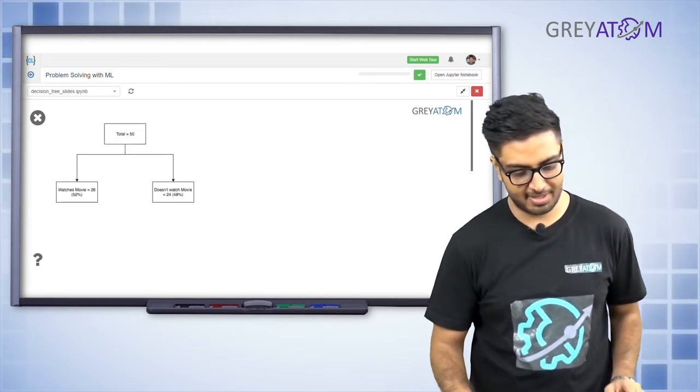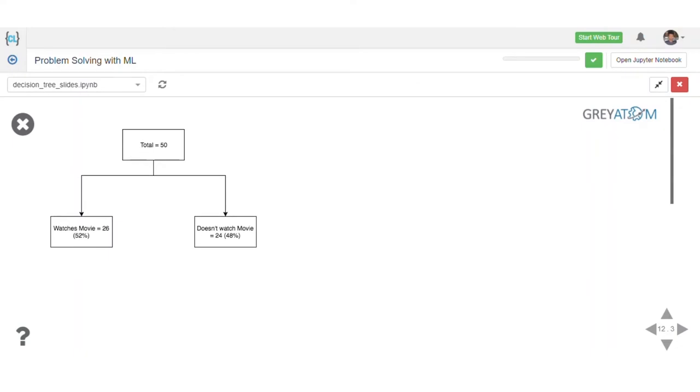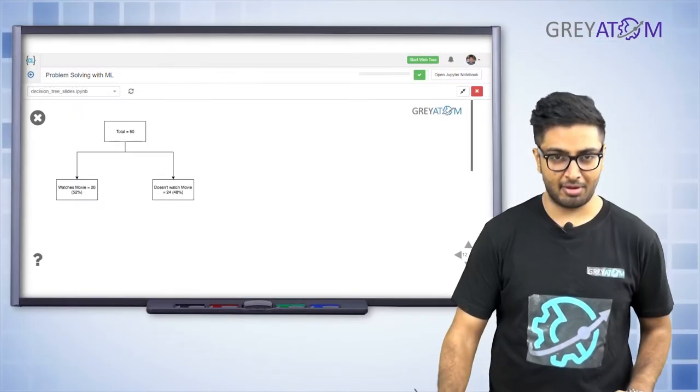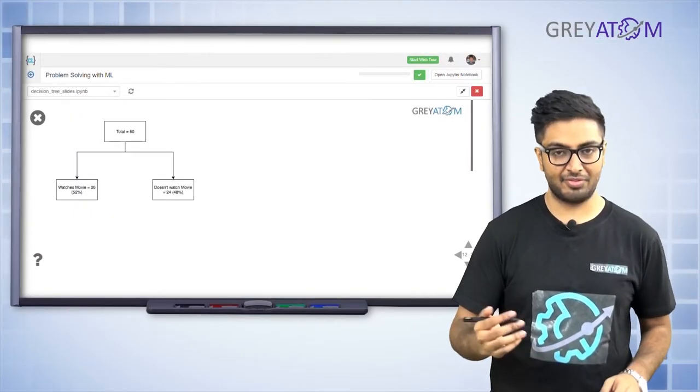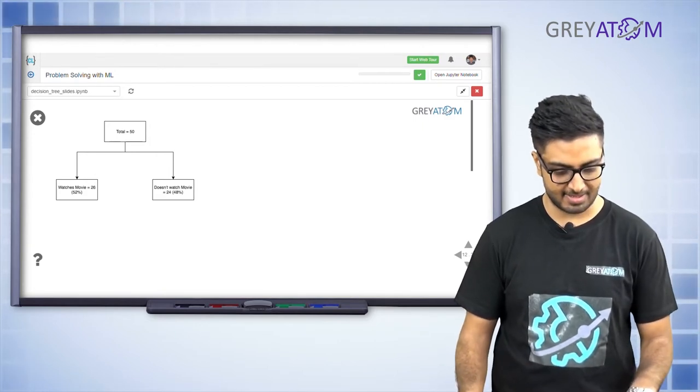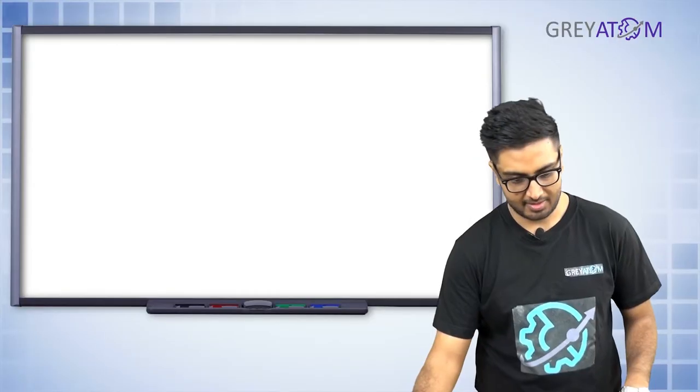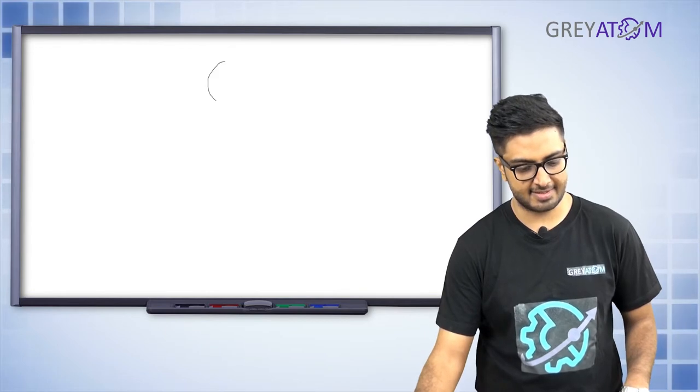Now let's first build an intuition of how this data looks, right? You have a total of 50 people, and this is how the split looks. Yeah, so this is the entire data set. Overall, the split looks like this: 52% of people have watched the movie and 48% of the people have not watched the movie.